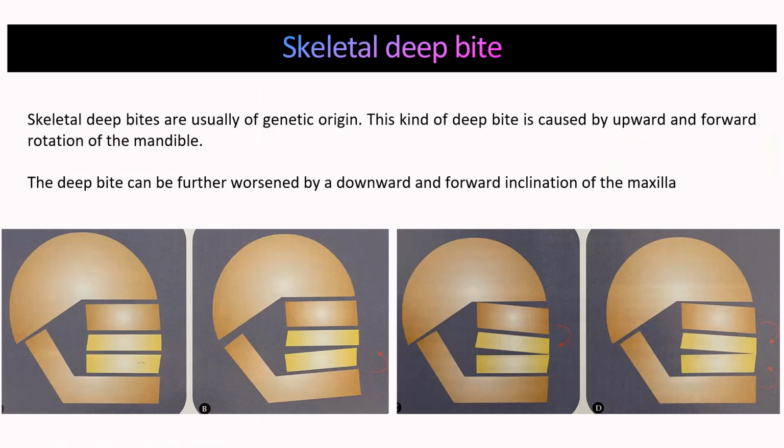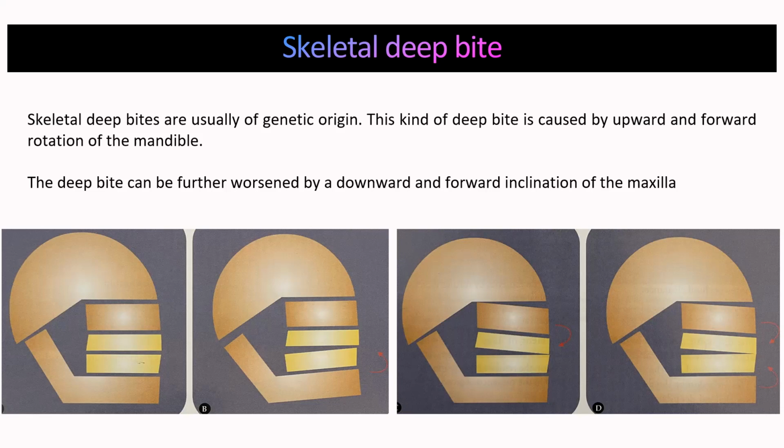In this figure, you can assess that the first figure is the normal. The maxilla and mandible planes are in normal position. Then in the second figure, what happened? The maxilla is positioned normal, but the mandible has rotated in the anticlockwise direction. In the third figure, the maxilla has turned down, in the clockwise direction. The fourth is a combination of both B and C.